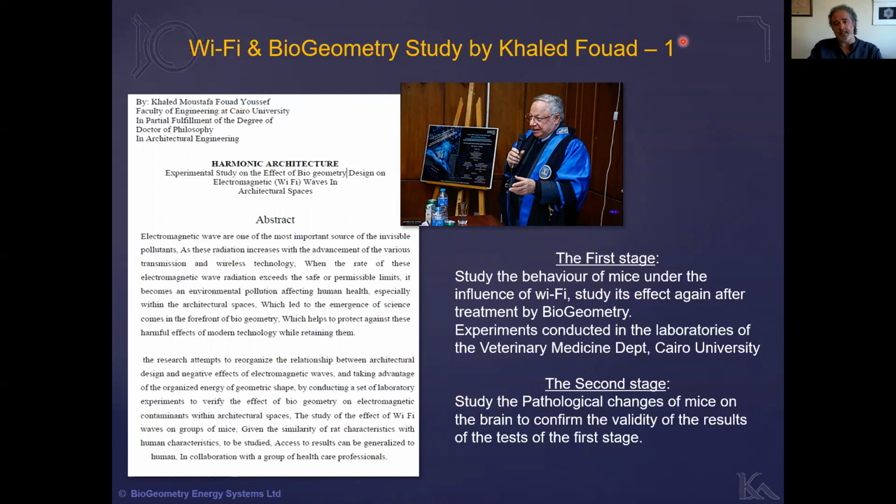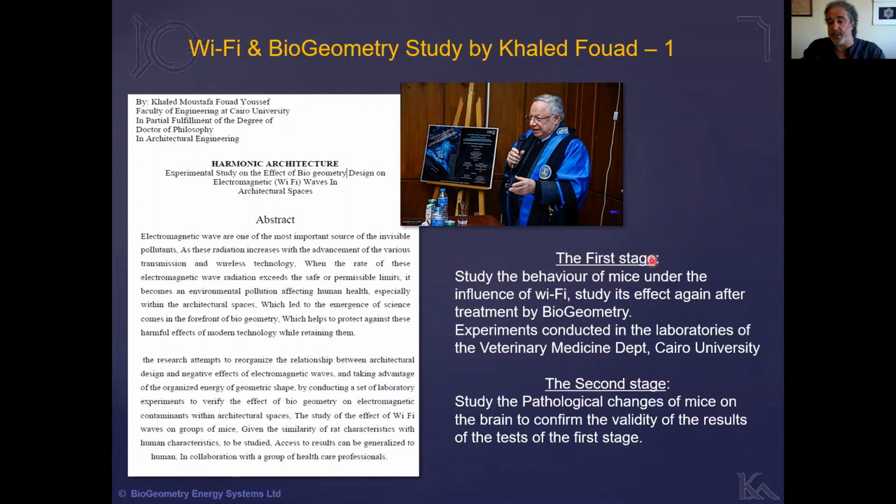Now, these are two studies. The first one was done by Khaled Fouad, and because they couldn't use people for these studies, they were obliged to use laboratory mice. And he studied the behavior of mice. Especially, this was focused on behavior of mice kept in enclosures, and he explored the effect of Wi-Fi and the effect of biogeometry in this way.